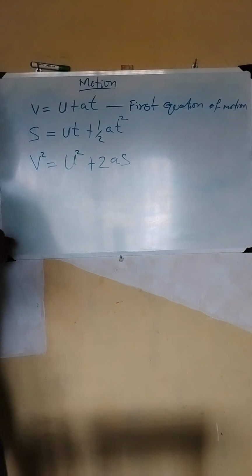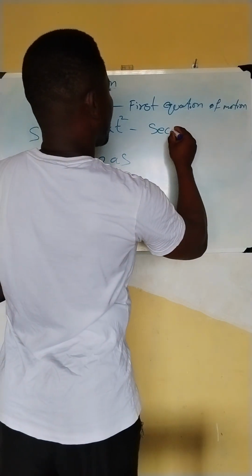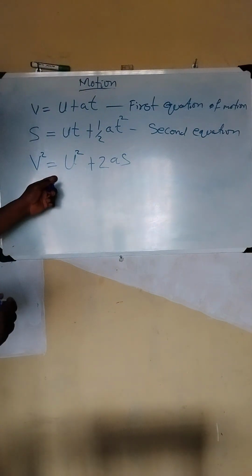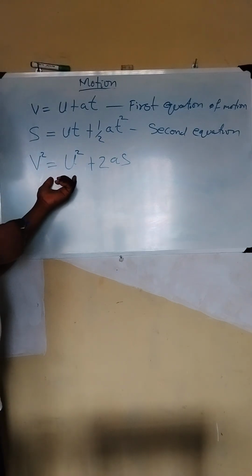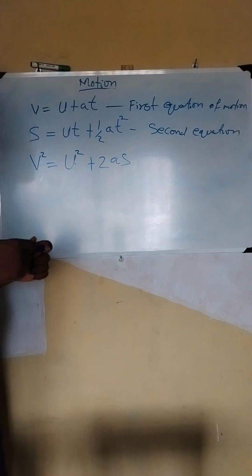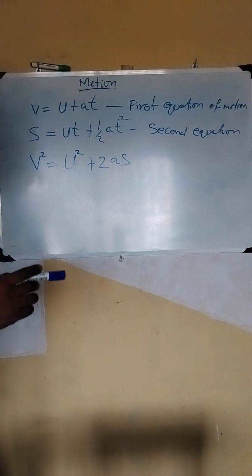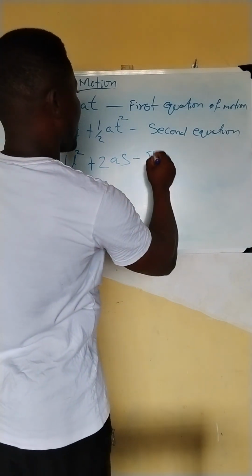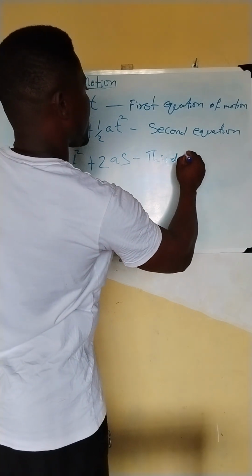Then the third equation of motion says that v square is equal to u square plus 2as. So here you see that there is no time in this third equation of motion. Now look at this equation here. Here, what you have is the final velocity, the initial velocity, the distance, and what? Acceleration. There is no time. So you know when to use this equation. If you have a problem to solve that there is no time, you can make use of this third equation.